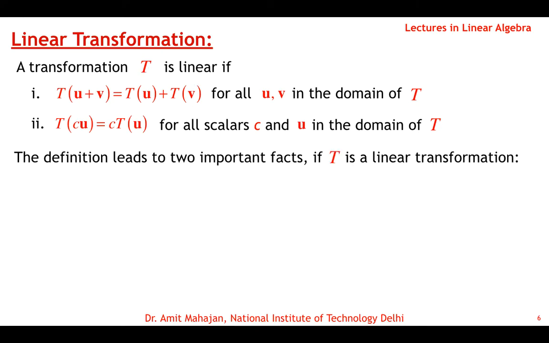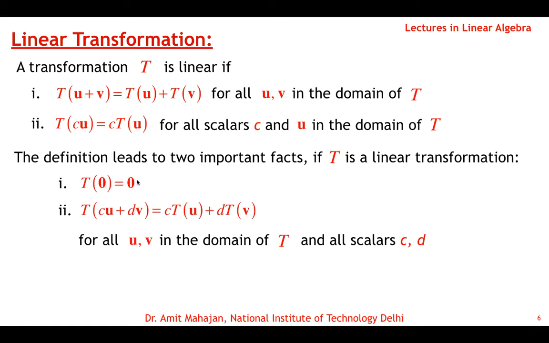And this definition and these two properties lead to two important facts. If T is a linear transformation, then the origin is always transformed to the origin, okay. So T of 0 is 0. This result you can easily prove from here. In the second property, c is any scalar, so if c is 0, then the left hand side becomes T of 0 times u, that means T of 0, and the right hand side is 0 times T of u, which is 0, okay. So T of 0 is 0, or the origin is transformed to the origin, okay.